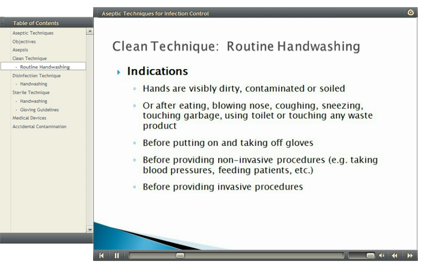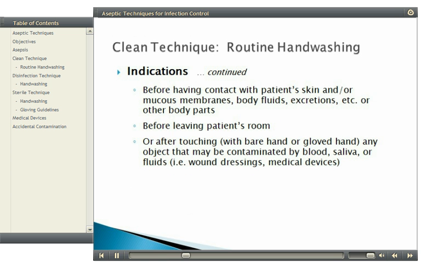Clean technique. Routine hand washing. Indications. Hands are visibly dirty, contaminated, or soiled, or after eating, blowing nose, coughing, sneezing, touching garbage, using toilet, or touching any waste product. Before putting on and taking off gloves. Before providing non-invasive procedures, e.g., taking blood pressures, feeding patients, etc. Before providing invasive procedures.